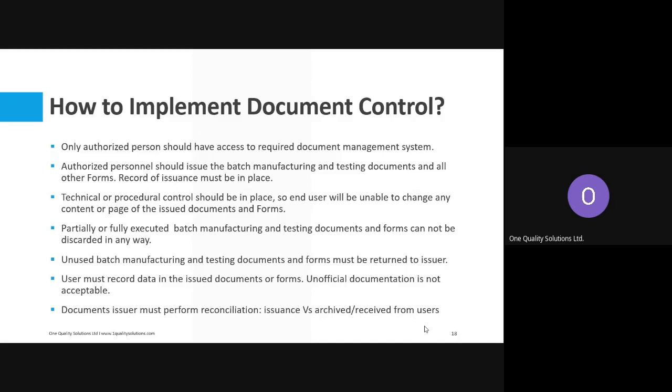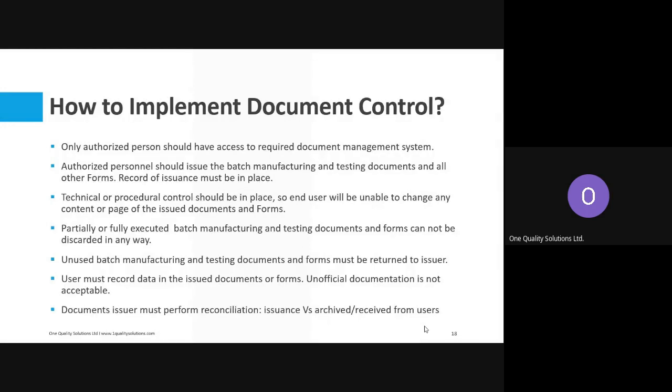Technical or procedural control should be in place, so the end user will be unable to change any content or page of the issued documents and forms. So relevant control you need to implement in your workplace, so the end user is unable to change the page or copy the page. If the end user can change or copy any page of the issued documents, they can manipulate the data in the documents.